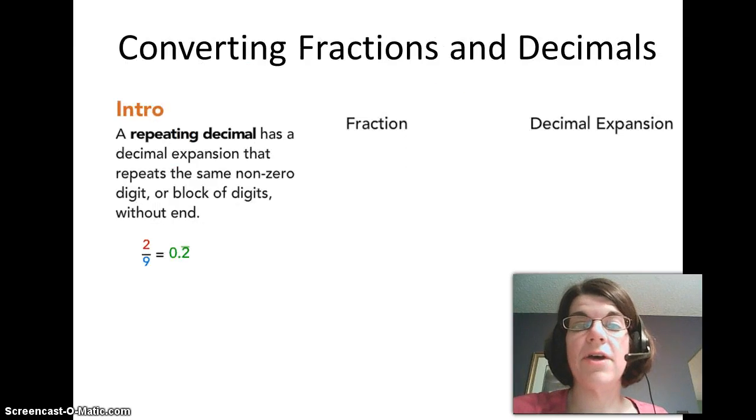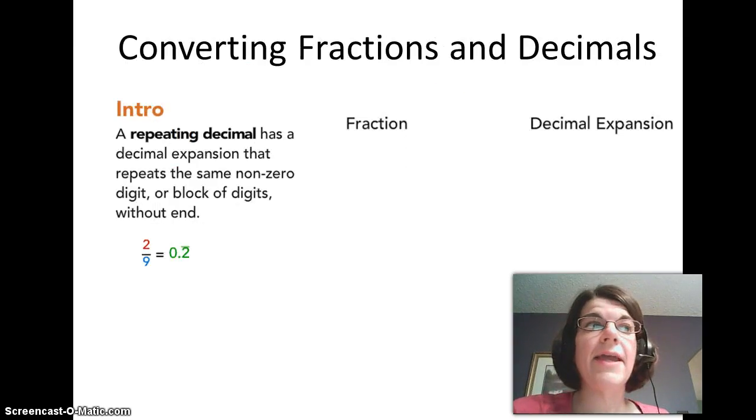All right, so talking about fractions, in our lesson there are 2 different kinds of decimals that you're going to come across. You have a repeating decimal and a terminating decimal. We're going to talk about the repeating decimal first. So we're going to look at this example, 2/9.